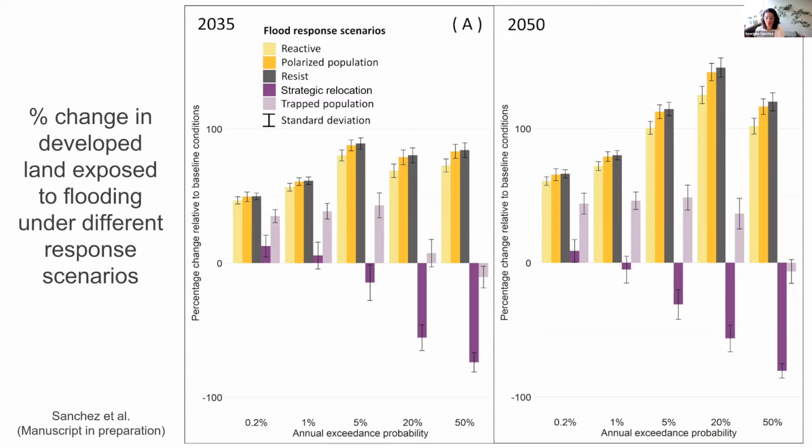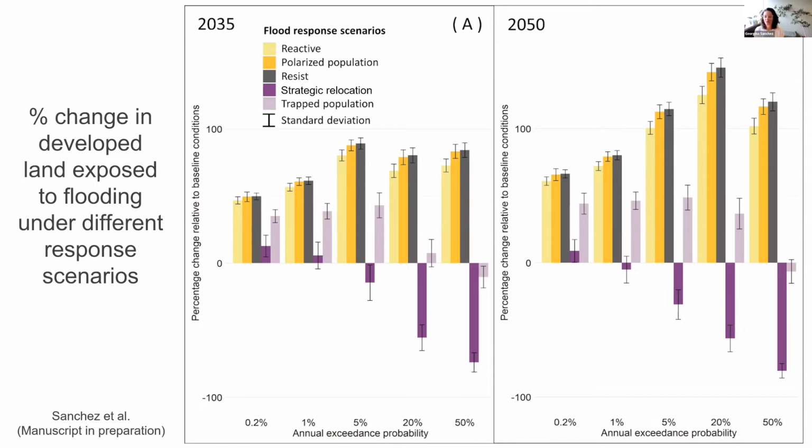Let me walk you through everything that is going on here. We see two time steps, projections by 2035 and by 2050. And on the x-axis, we have different annual flood probabilities, from less recurrent to more frequent flood events. Values above 0 represent more developed land exposed to future flooding, again, relative to current conditions. And values below 0 are exactly the opposite: lower exposure when compared to current estimates.